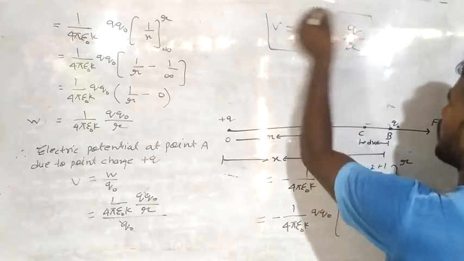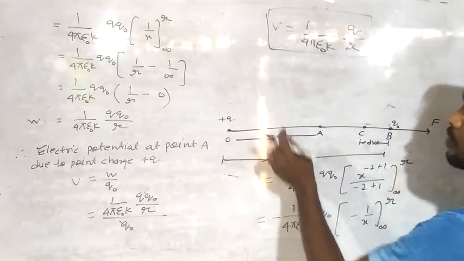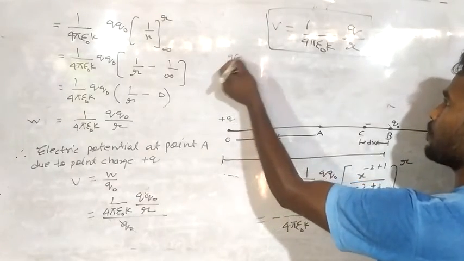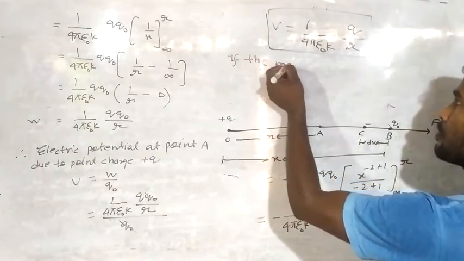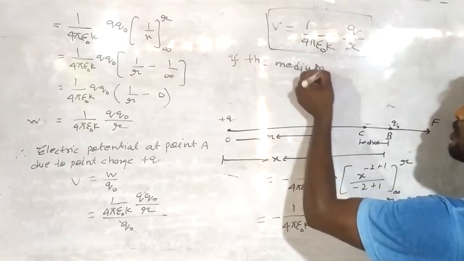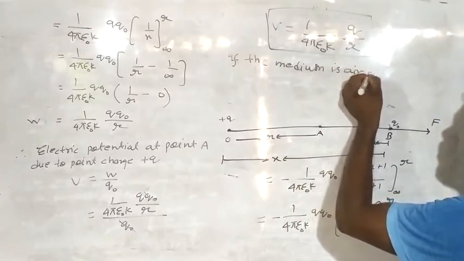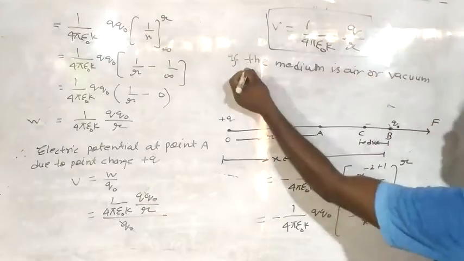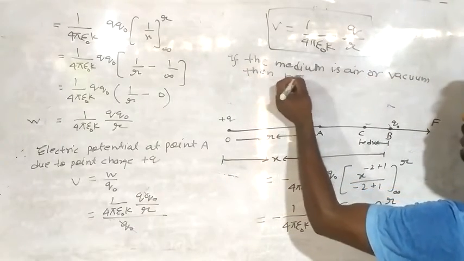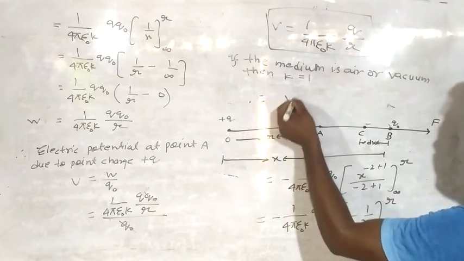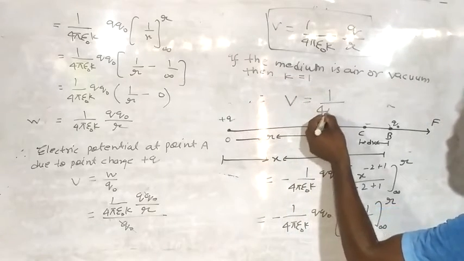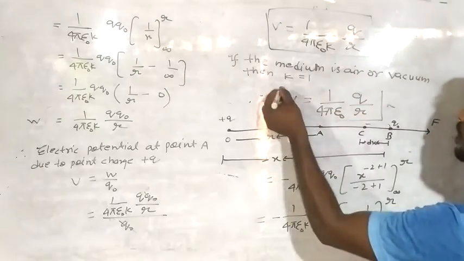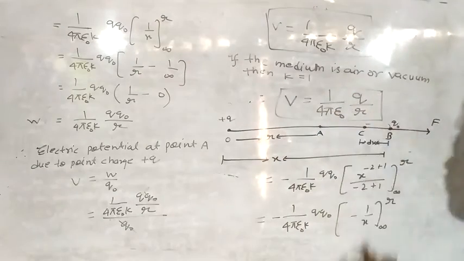This is the final formula of electric potential. If the medium is air or vacuum, then k will be equal to 1. Therefore this formula will be equal to 1 upon 4 pi epsilon naught Q upon r. K will be equal to 1, so k will disappear.